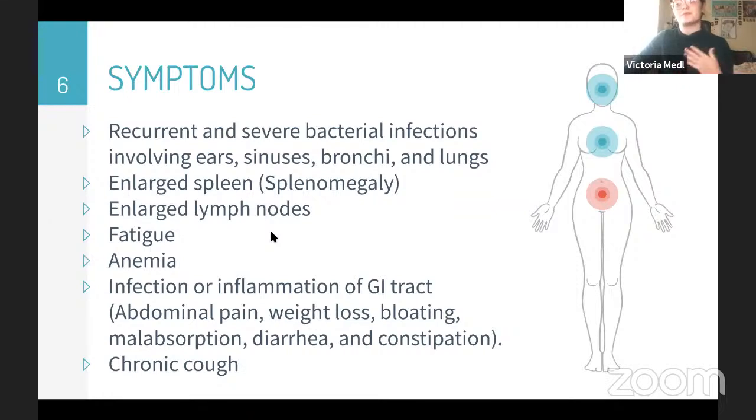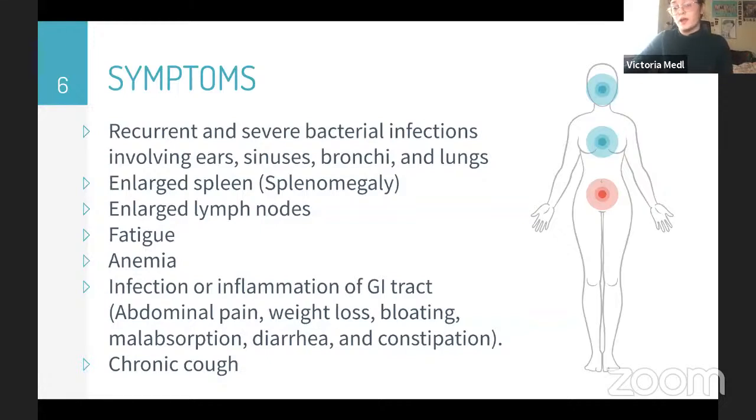So the big one is recurrent and severe bacterial infections involving the upper respiratory tract and the GI tract as well. There can also be an enlarged spleen, enlarged lymph nodes, fatigue, anemia, infection or inflammation of the GI tract, which can oftentimes be chronic. With these patients, you see abdominal pain and a lot of weight loss. Some patients actually start wasting away, so their muscles begin to atrophy and they don't have as much energy as they used to.